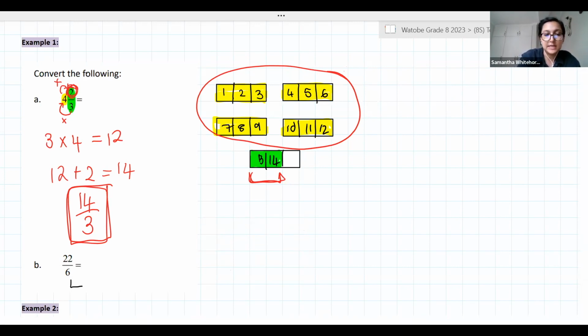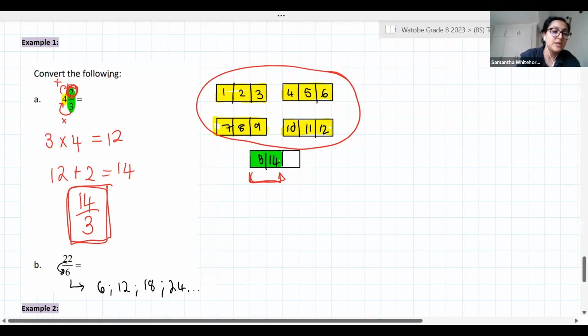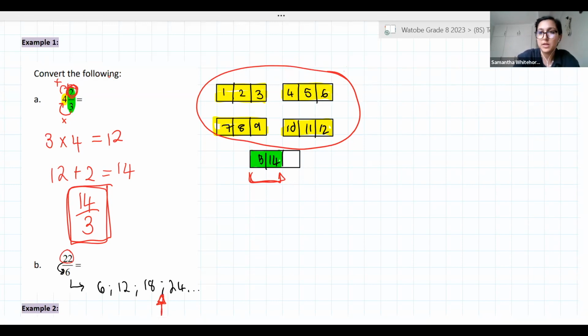What I like to do is think about my denominator and its multiples. So 6, 12, 18, 24, and so on. Because what this is saying to me is that 22 is being divided by 6. So I want to figure out how many times 6 can go into 22. And if I know the multiples of 6, that makes it a bit easier. Now 22, that numerator, is sitting somewhere between 18 and 24. It's not a multiple of 6, so that's why it doesn't divide in perfectly, but it's somewhere between there.